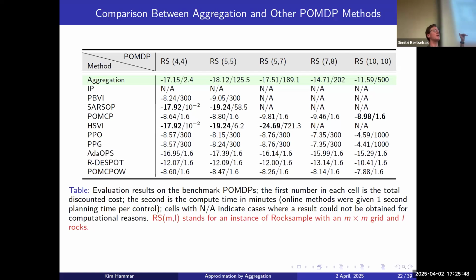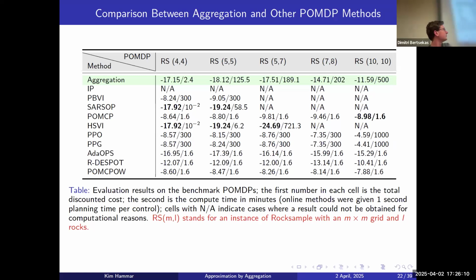Yeah, the implementation of aggregation is my own. All the other methods are based on, this is a standard benchmark problem, so there are publicly available implementations of these. Most of them are written in Julia, and you can run them, and they are very efficient implementations. So I'm using those implementations for the comparison.